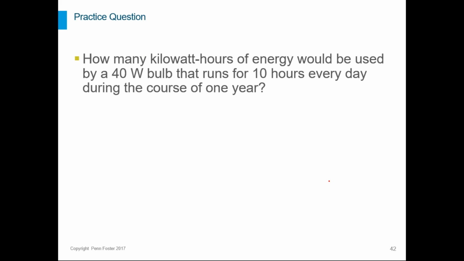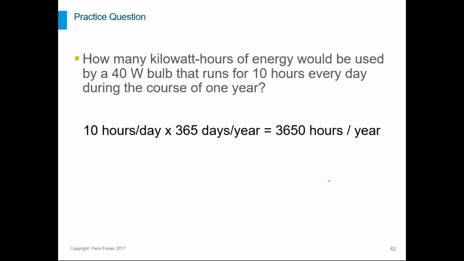It's running for 10 hours a day, so we could start with figuring out watt hours. With 10 hours a day and 365 days in a year, it's going to be 3,650 hours because we're talking about 1 year. So we're running this 40-watt bulb for 3,650 hours. 3,650 hours times 40 watts gives us 146,000 watt hours. Remember, we just take watts times hours, and that gives us watt hours. So that is how much energy is used by that bulb.